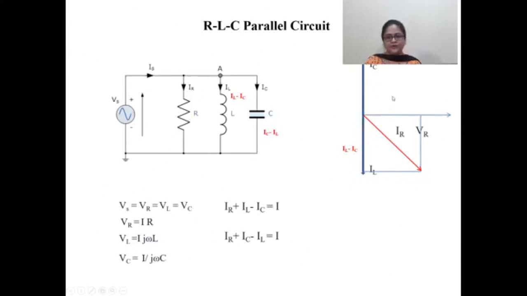Either way, we can draw the phasor diagram. So we have drawn it this way. This is the resultant for the current, that is denoted by IS. Now this is how the RLC parallel circuit phasor diagram is drawn.